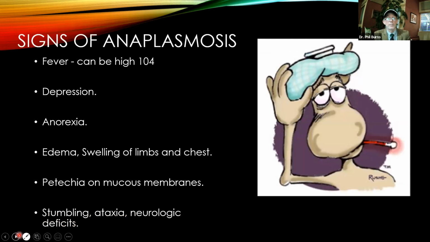So what are the signs of anaplasm? Basically, quite a bit: a sick horse. Fever can be as high as 104, depression, anorexia, no eating, edema, swelling of the limbs and chest is very characteristic in many individuals. Petechiae in the mucous membranes, and actually neurologic deficits can present.